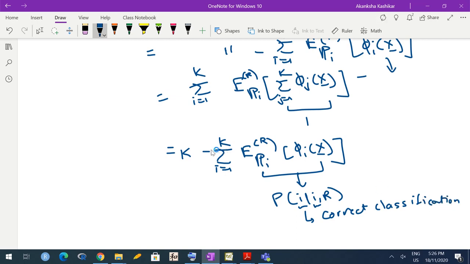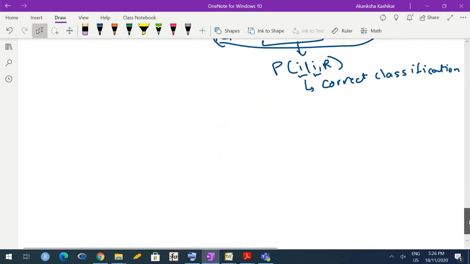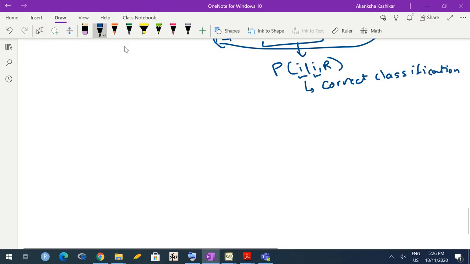Okay, and the sign says, so this is T equal to this. So minimizing T is the same as maximizing this. Intuitively also it makes sense: minimizing misclassification means you are maximizing the probability of correct classification. So we can either minimize T or maximize this. Now, but how to find this rule R? That is the whole question. That's why we are doing all this exercise.